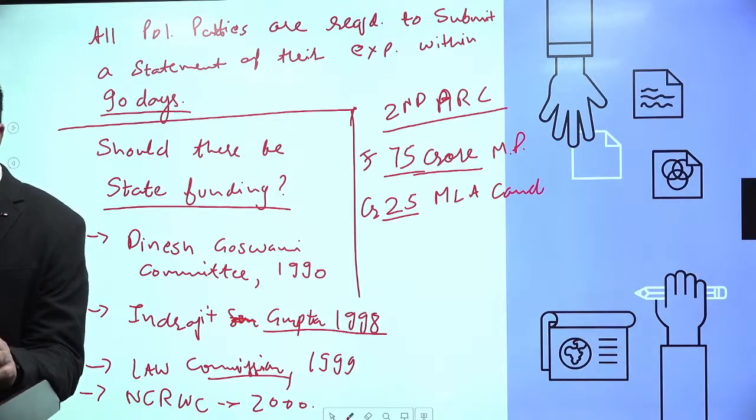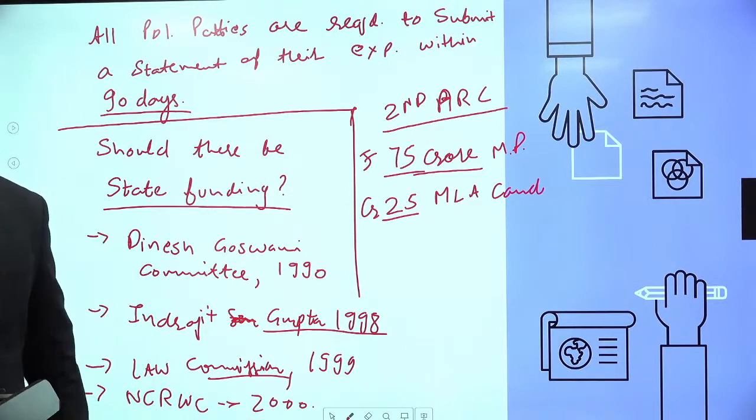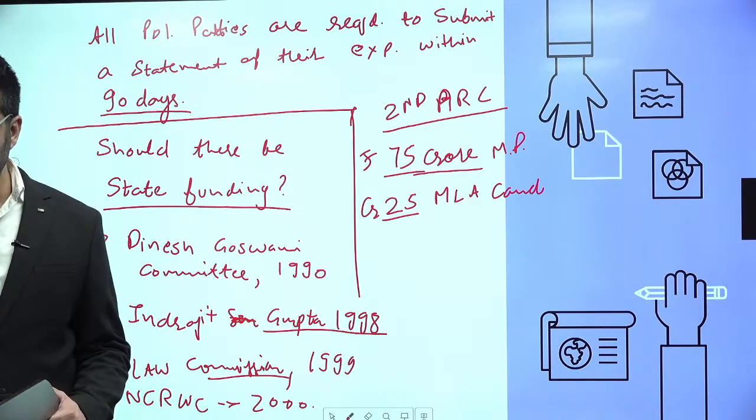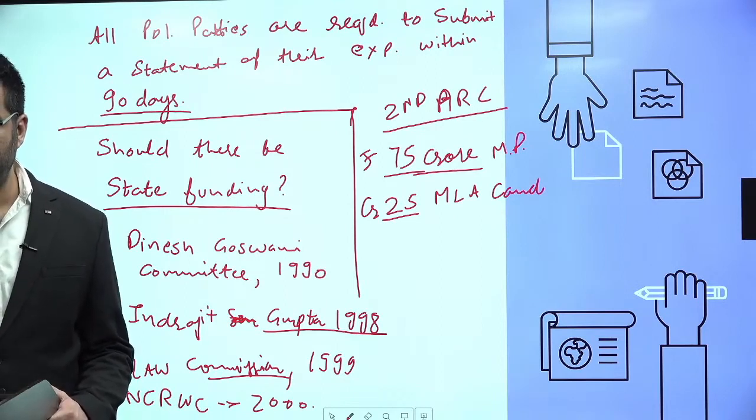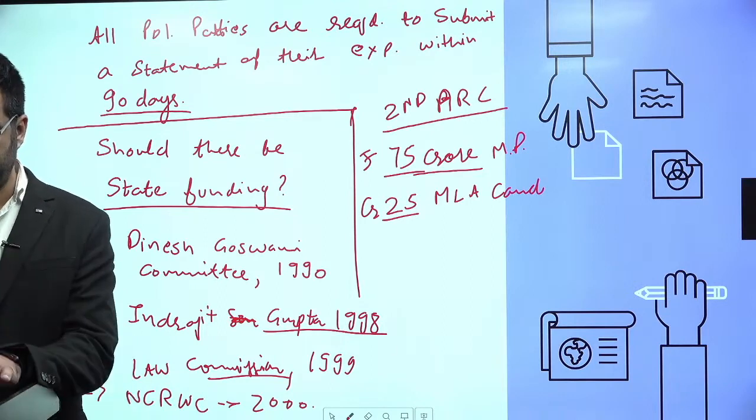Okay, so in Germany and Austria, state funding of elections is there. Is this clear? Sorry, Germany and Austria. Please write correctly.